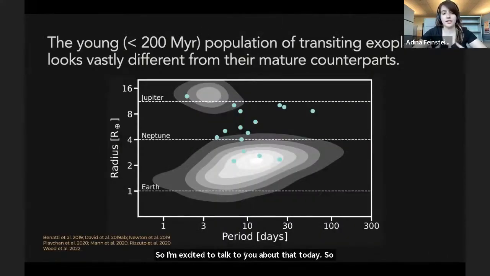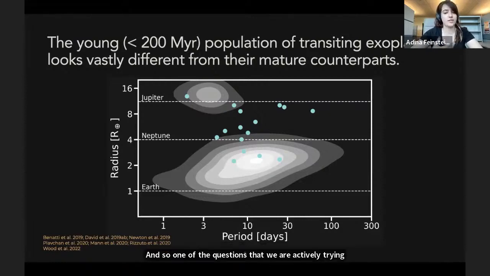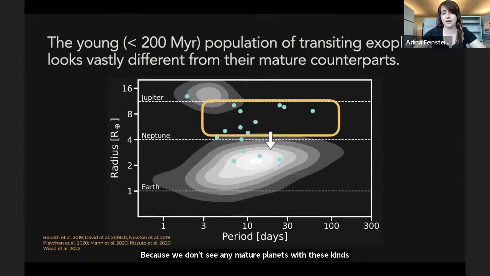Whenever I give these kinds of talks, I always like to start off by highlighting a period-radius diagram of the transiting exoplanets that we know of from Kepler, shown in the contours, and then highlighting how the young transiting planets look so different from that. Those are the little blue dots. And so one of the questions that we are actively trying to answer is, how do these young planets evolve? Because we don't see any mature planets with these kinds of radii at the given periods, which must mean that at some point their radii have to evolve in some way.